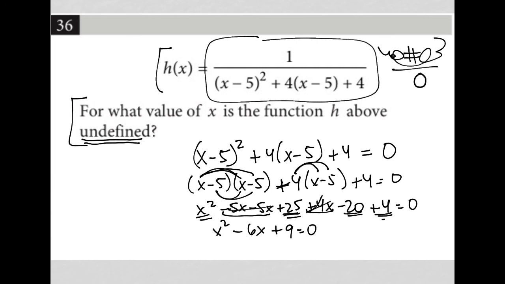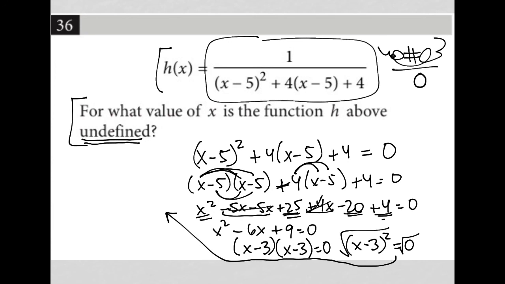That can be simplified even further into x minus 3 times x minus 3 is equal to 0, which of course means I can write this as x minus 3 squared equals 0, which means I can square root both sides, leading me to having just x minus 3 equals 0, and I add 3 to both sides, giving me that x equals 3. So when x is 3, it makes the denominator equal to 0, and whenever you have a denominator equal to 0, it makes the entire fraction, and in this case, the entire function, undefined. So our answer here would be 3.